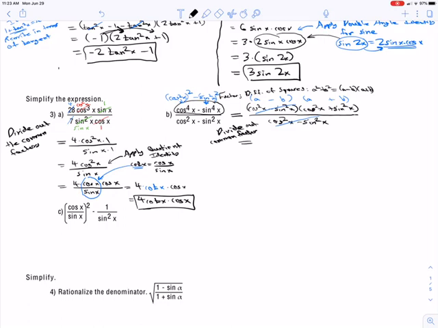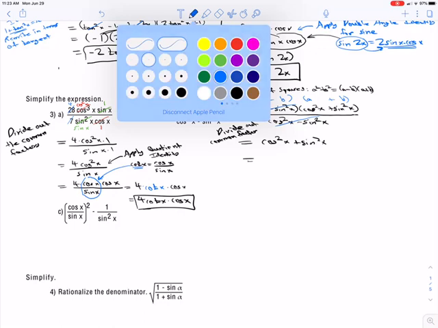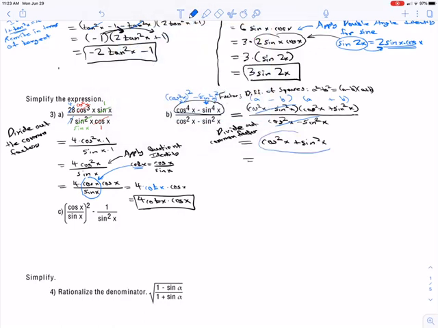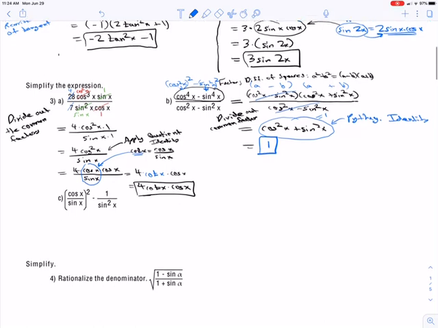All right, what are we left with? Just cosine squared x plus sine squared x, which is our Pythagorean identity. So what we have here in front of us, Pythagorean. So what does that equal? That equals 1, right? Cosine squared plus sine squared. So in the end, it simplifies to 1. Simplifies quickly on that one.